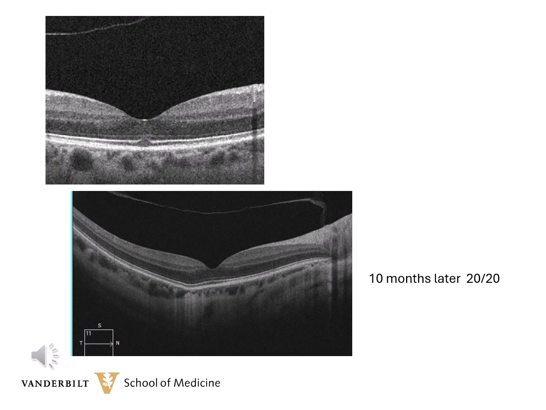The top OCT is a blow-up of when she first saw me, and you can see a break in the ellipsoid zone. 10 months later, the symptoms were gone, her vision was 20/20, and you can see that the ellipsoid zone was intact. I took much care making sure that these were the same raster lines at the acute visit and at the 10-month visit.